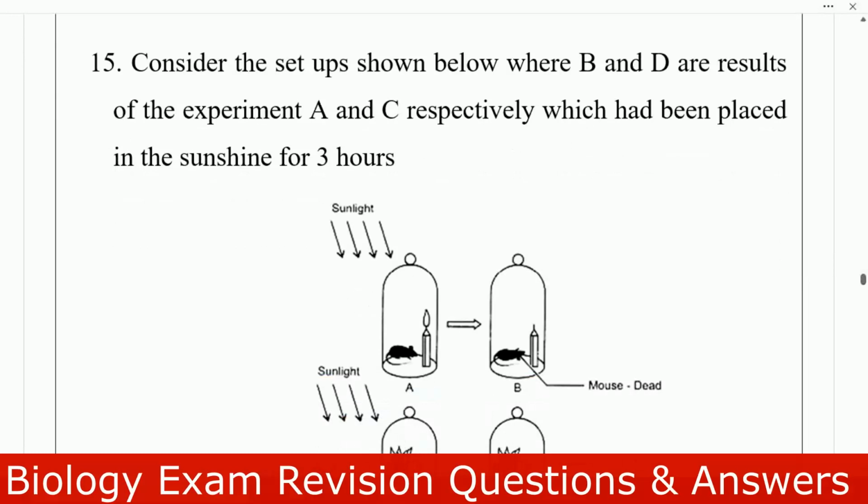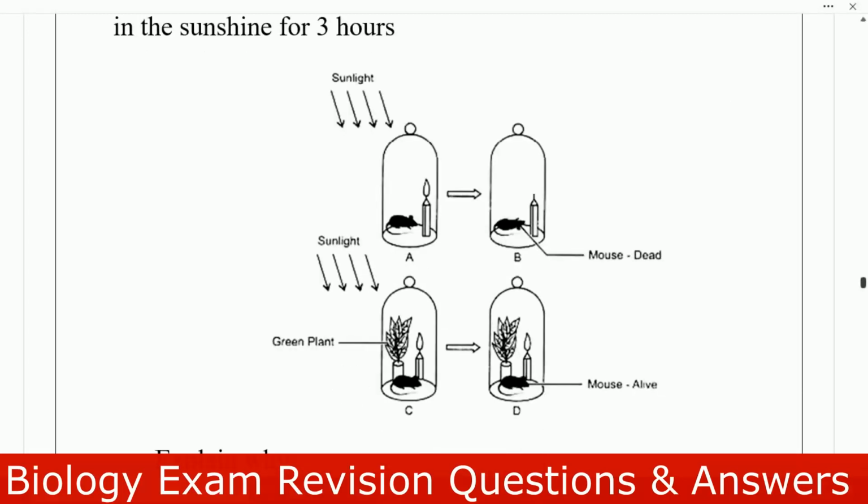Next, you are told to consider the setup shown below where B and D are the result of the experiment A and C respectively, which had been placed in the sunshine for 3 hours. So you can see the experiment here. Sunlight, we have a rat inside, then a candle.